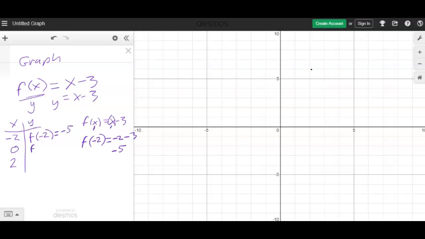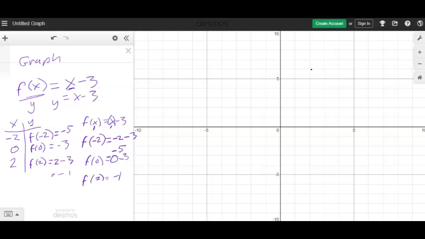Then I find f of 0, the y that goes with x is 0. I replace the x with 0, so I get 0 minus 3. See, the x got replaced with 0. And that gives me a -3. And for x is 2, f of 2 equals 2 minus 3, which is a -1. So f of 2 equals -1 is what I just found.